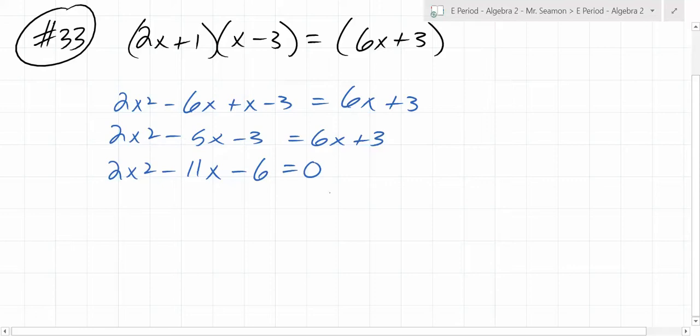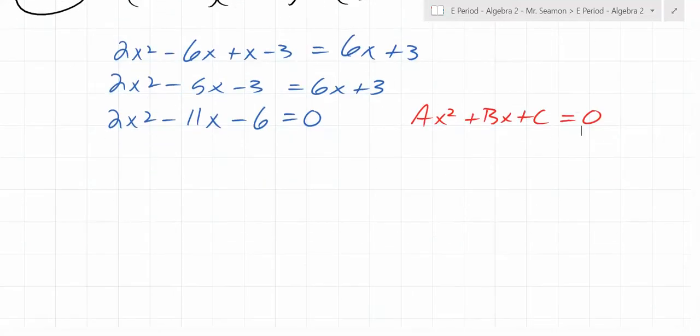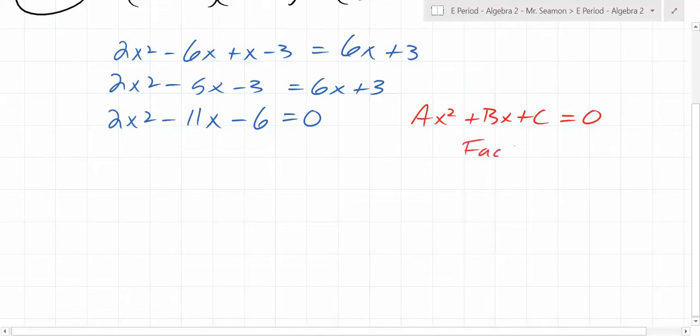Yes. Is this standard form? Yeah. Standard form is ax squared plus bx plus c is equal to 0. Yes, for standard form for a quadratic. So now what are we doing? What's the next step? Factor. So if we factor this, this isn't 1, but is 2 the next best thing?